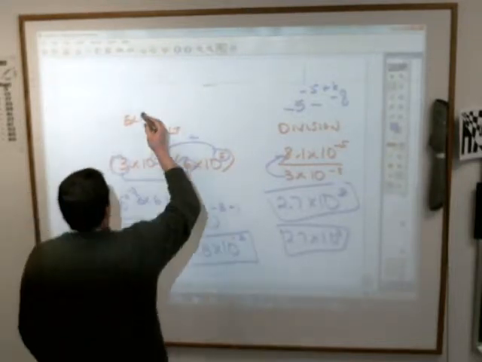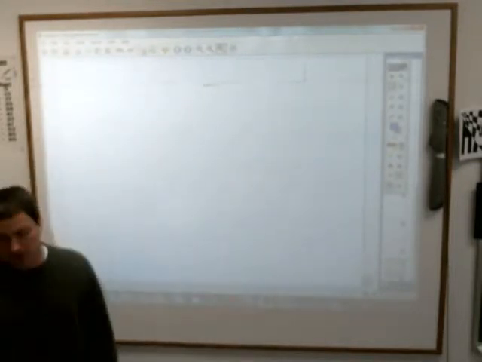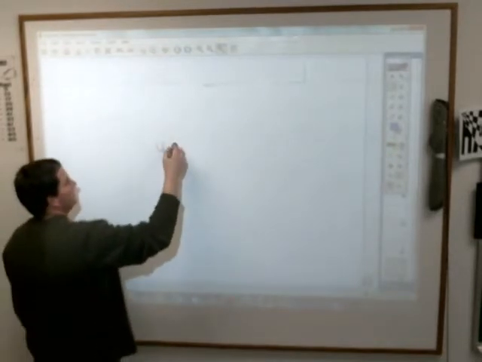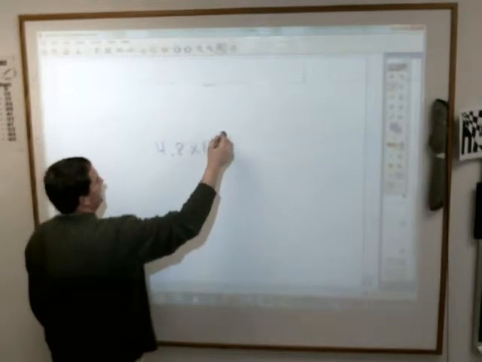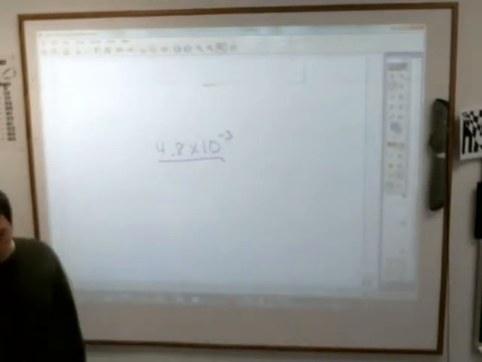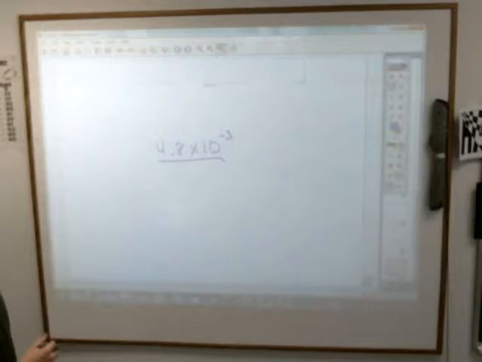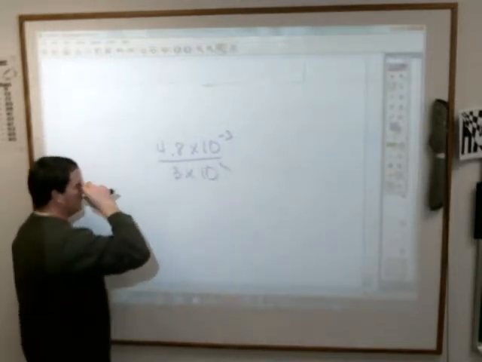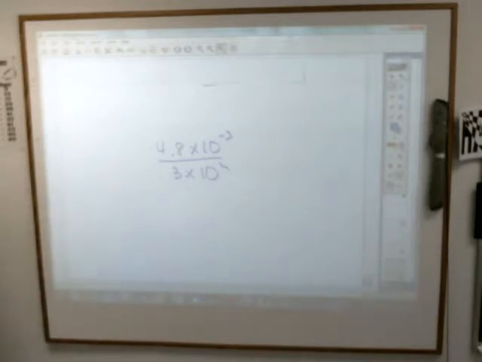Let me give you one for you to try. Repetition, after all, is the mother of all learning. 4.8 times 10 to the negative 3rd power over 3 times 10 squared. Do that for me and give me the answer in scientific notation.